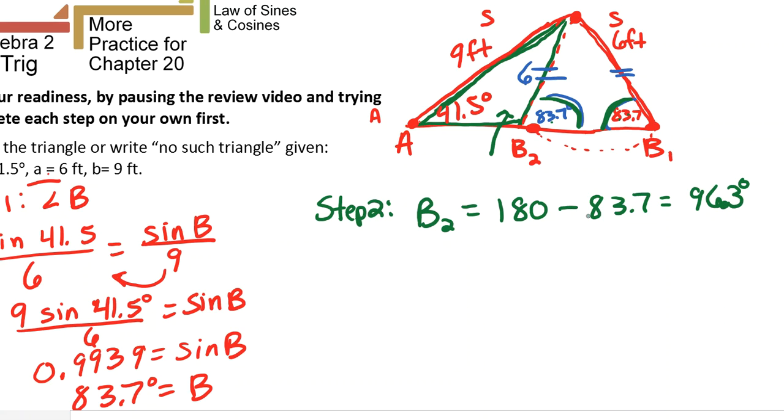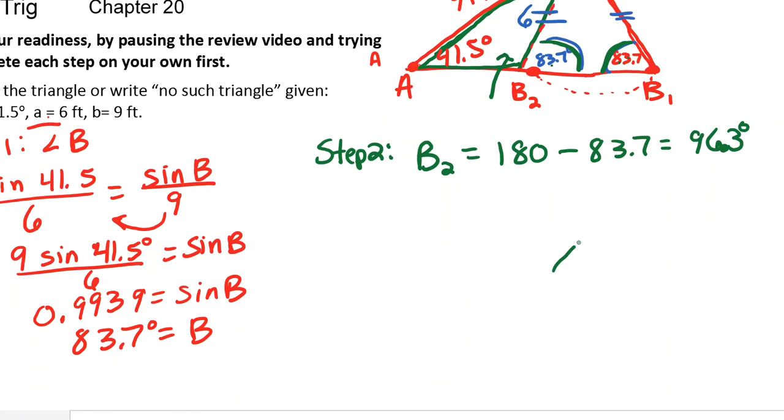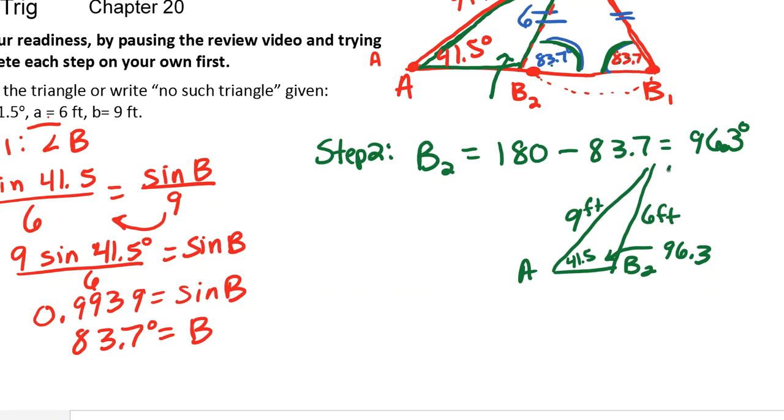So now I think what would be helpful for us is if we saw both of these triangles so we kept track of where we are. So we have this triangle. A is always 41.5. We just found out what B2 is. It is 96.3. Let me get it out of the way there. That's not going to be a good spot. This angle is 96.3. And our sides that were given were 9 feet, 6 feet. So this is going to be what I have left to do: angle C2 and side C2.